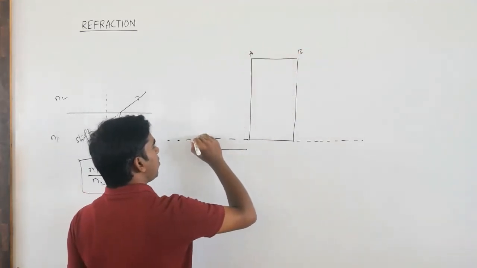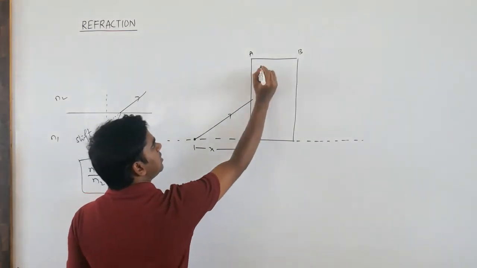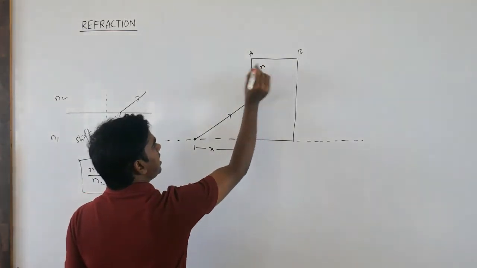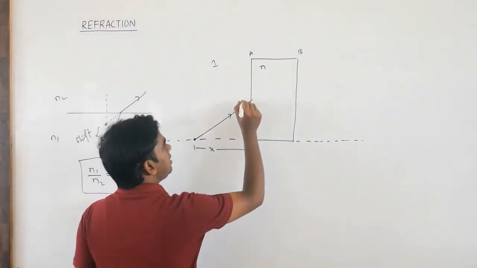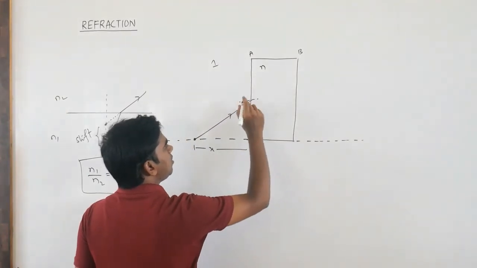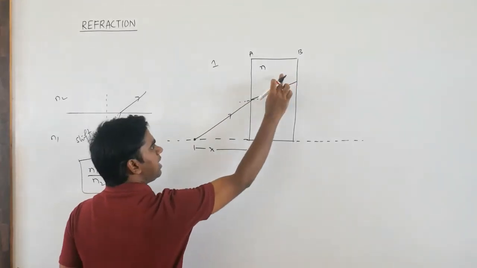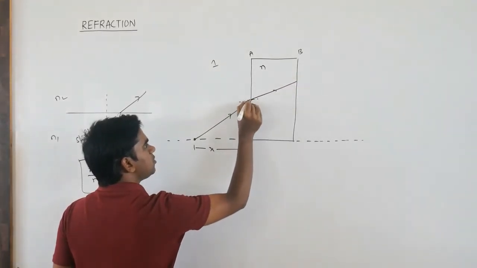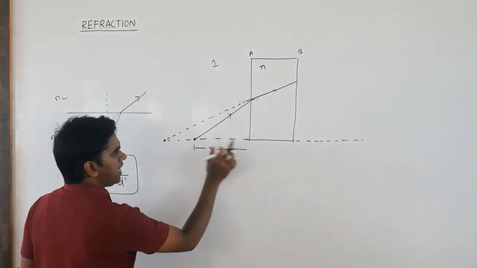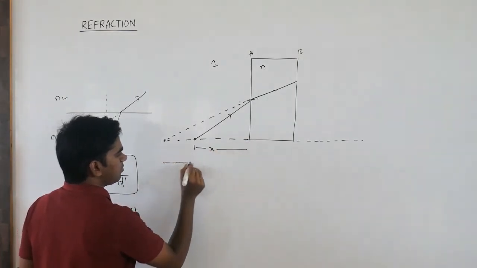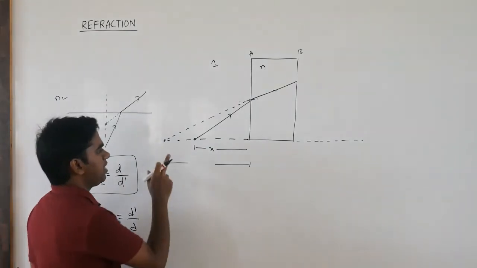So light is traveling from rarer to denser. Say the refractive index of the glass is n, and outside you can take it as 1. Here it is traveling from rarer to denser, which means it will bend towards the normal. So the person standing at this point sees the object to be here. That means the object distance is not x from the glass slab. Now it is from here to here, that we have to calculate. That is nothing but the apparent distance of the object.